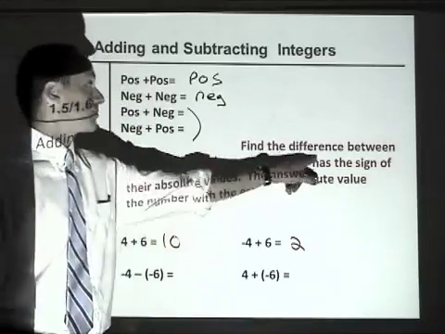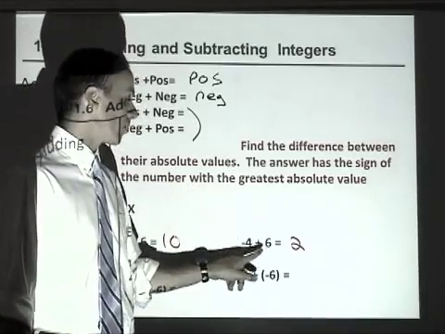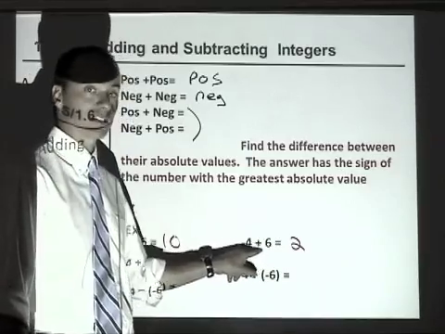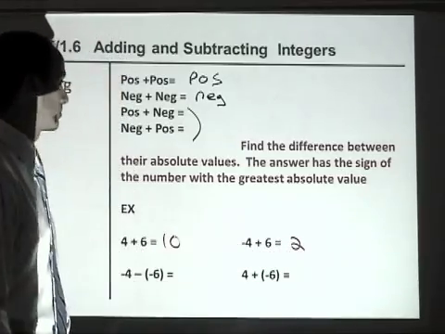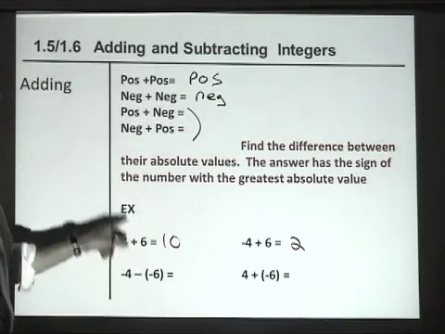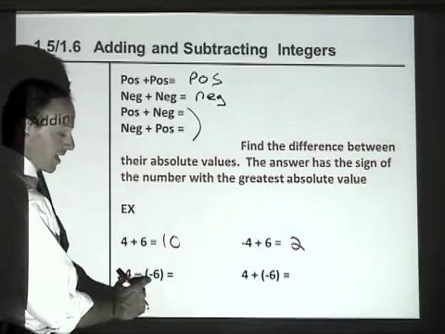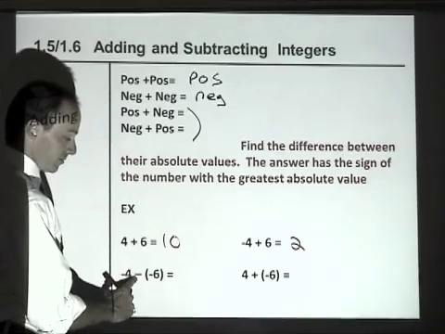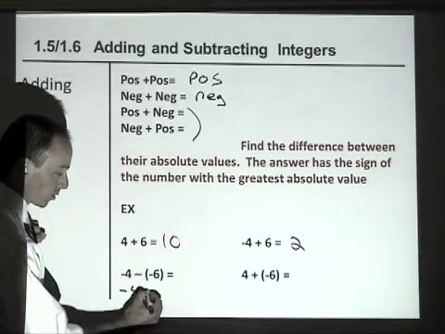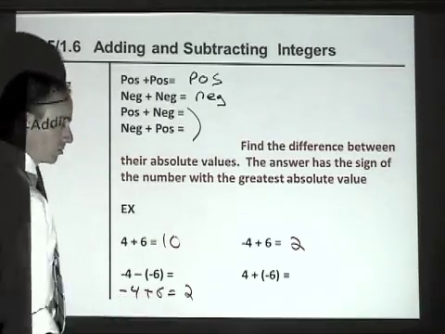Now, did you find the difference between their absolute values? Well, the absolute value of negative 4 is 4, and the absolute value of 6 is 6, and the difference between 4 and 6 is 2. How about negative 4 minus negative 6? Now, officially, this is not adding at all, it's subtracting. But there's a rule here. When you subtract a negative, the negative becomes a positive. This is the same as negative 4 plus 6, which is equal to, again, 2.